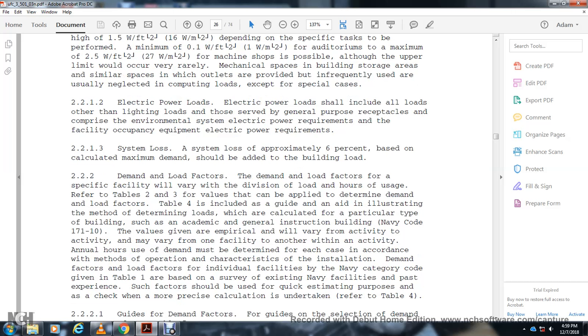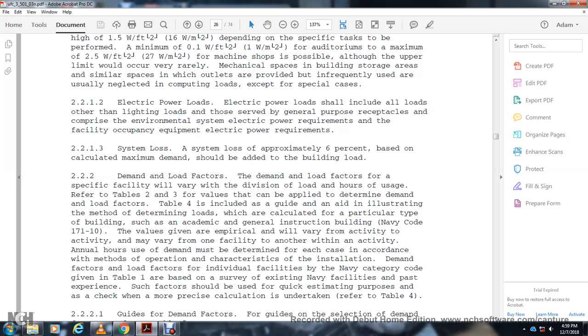The demand and load factor for the specific facility will vary with the division of the load and the hours of use. Refer to Tables 2 and 3 with the values that can be applied to the determined demand and load factor. Table 4 is included with this guide as an illustration of the method of determining the load calculated for a particular type of building, such as academic, general instruction building, code 171. The values given are empirical and may vary from one facility to another within any activity.